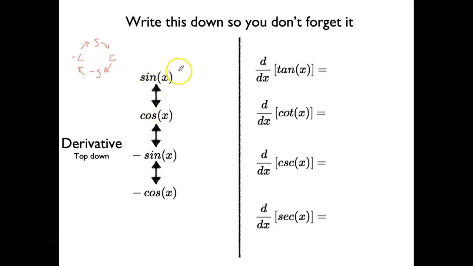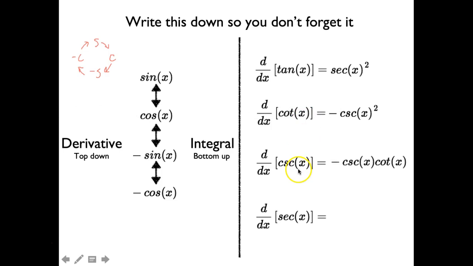Okay, since you know those, let's go over here to this. What is the derivative of tangent? The derivative of tangent is secant squared. The derivative of cotangent is negative cosecant squared. The derivative of cosecant is negative cosecant cotangent. The derivative of secant is secant tangent.